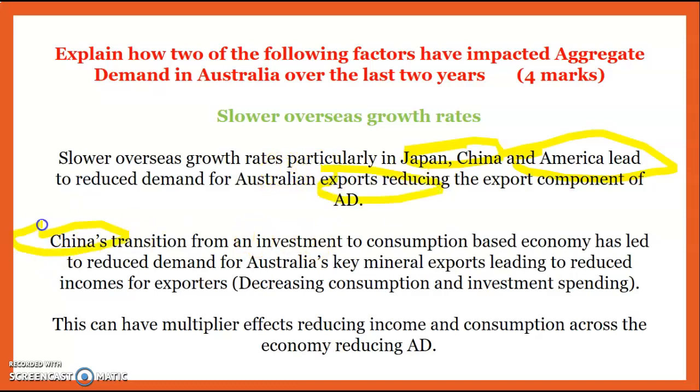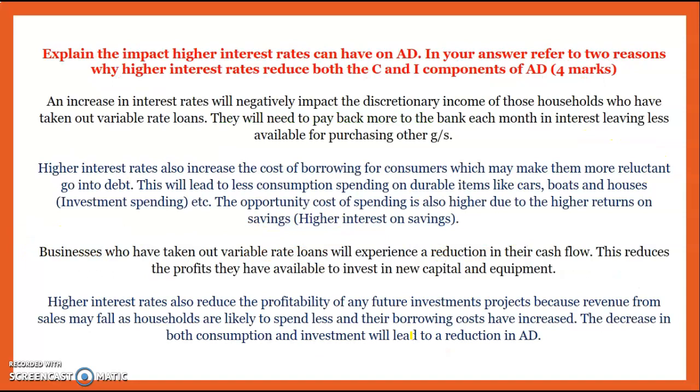So, for example, China recently have moved away from investment spending, and that's had a negative impact on the demand for our exports, particularly our minerals, our coal and iron ore, which leads to reduction in exports, which then flows on to less profits for businesses and less income for citizens, which reduces consumption and investment as well. And that flows on to reduced aggregate demand, slows the economy down.